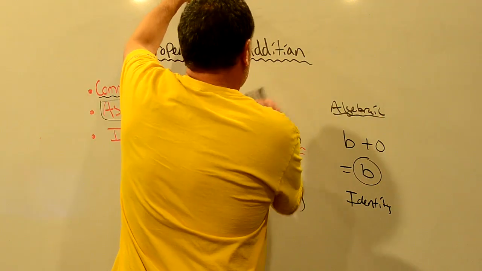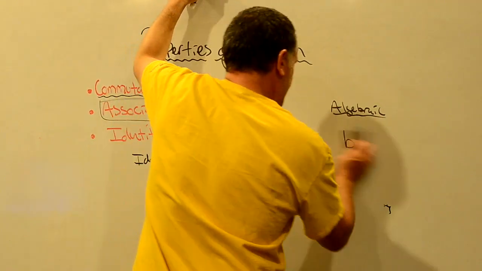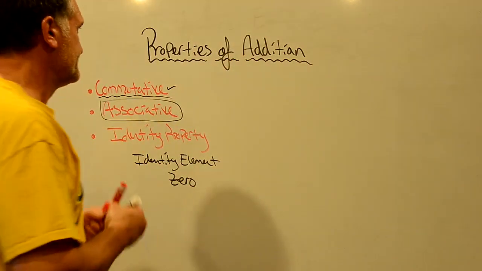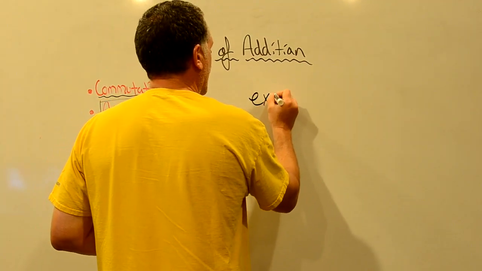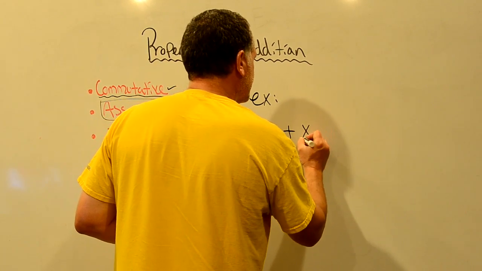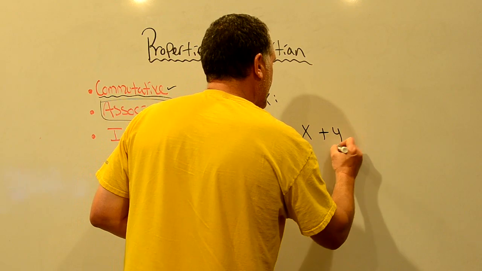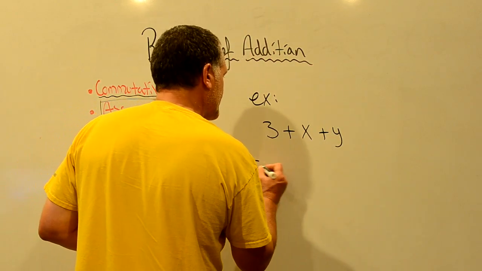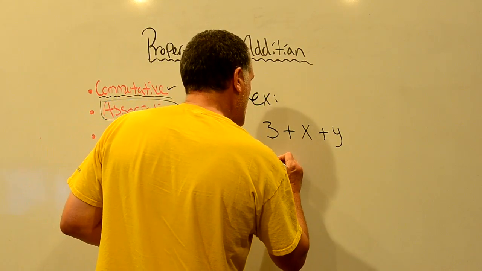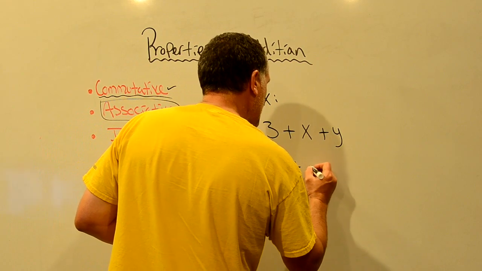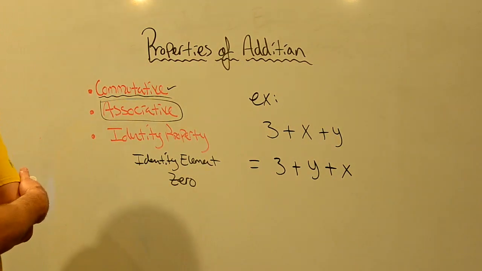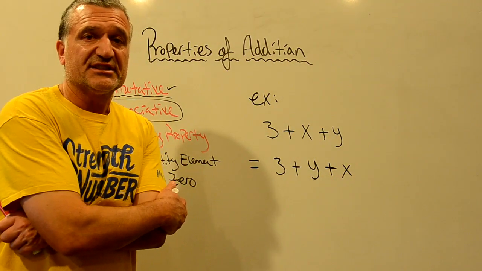Okay. So now that you have these under your belt, I'm going to throw a few statements up here and give you a little test. Then you can tell me what the property is. This is kind of similar to what you can see in IXL. So let's say, for example, I give you 3 plus x plus y, and I tell you that that is equal to 3 plus y plus x. Okay. What property would you say was just utilized?